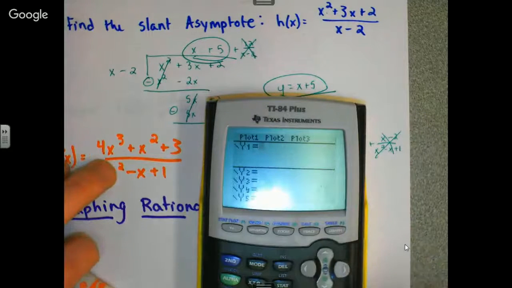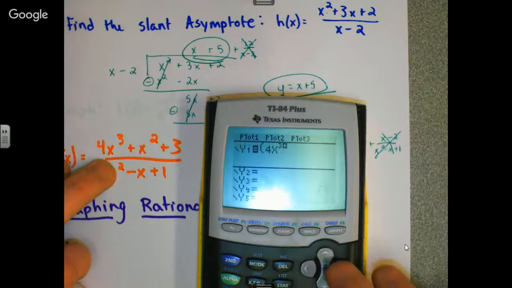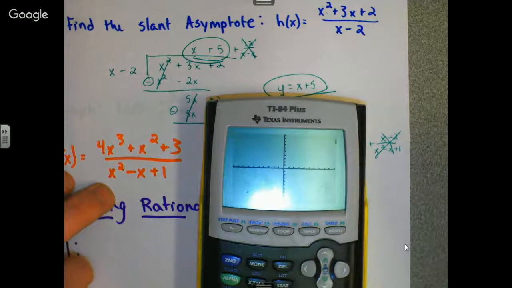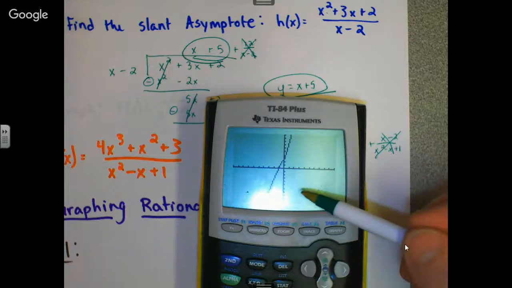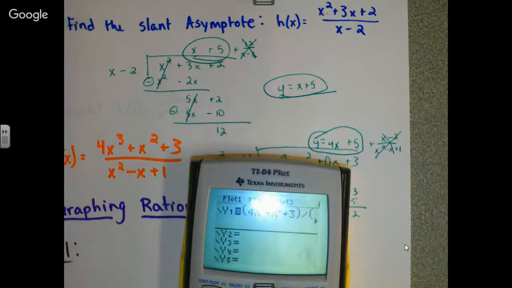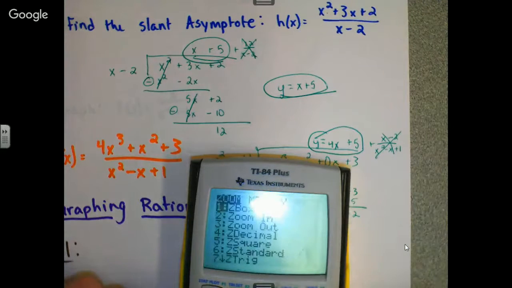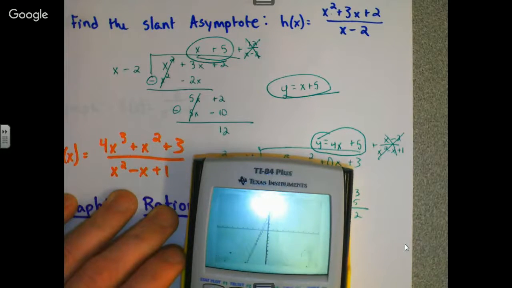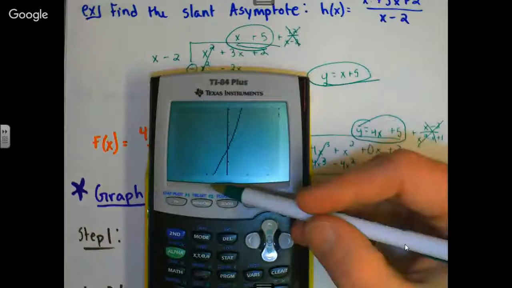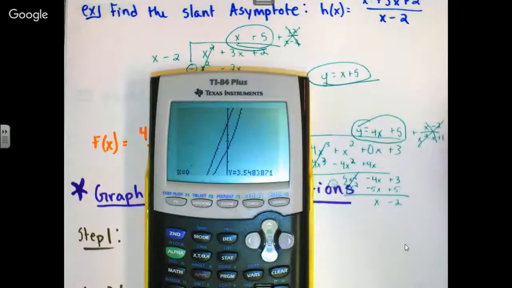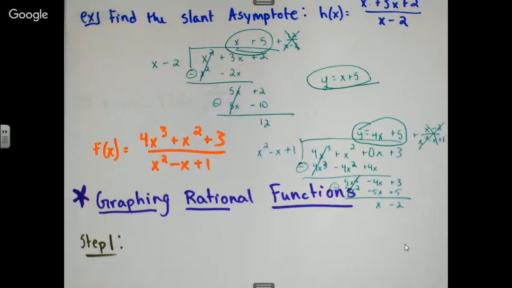So if I were to graph this, 4x to the third plus x squared plus 3 divided by x squared minus x plus 1. Kind of hard to see, but you have a line there. And if I graph that line, it can kind of be hard to see. But I've got this line right here. Let me zoom in just a little bit and get out of that glare there. So there's my function. And I've got this line that as I keep approaching its endpoints, I keep getting closer and closer and closer to that line. Okay. We'll stop 4.6 here.